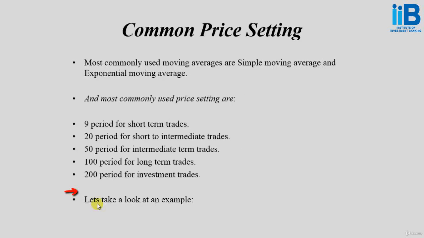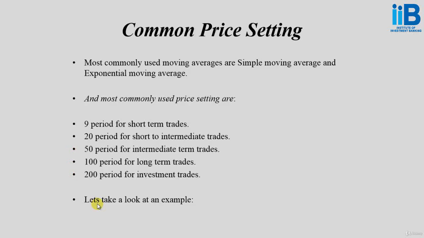Let's go ahead and see what the common price settings used to calculate a moving average are, or what the most commonly used moving averages are. For short-term trades, or trades that are no more than 2 or 3 days in length, people most often use 9-period moving averages. For intermediate-term trades, people use 20 and 50-period moving averages. The 100-day and 200-day moving averages are used for long-term or investment trades.